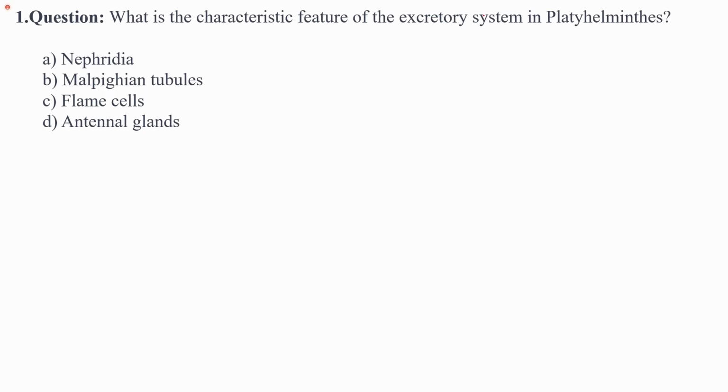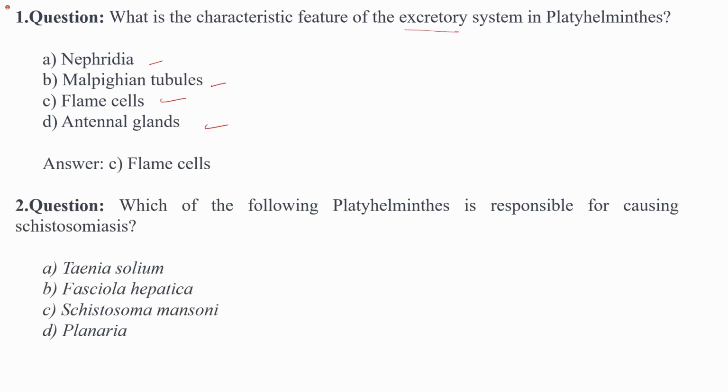What is the characteristic feature of the excretory system in platyhelminthes? Do they have nephridia? Do they have Malpighian tubules? Do they have flame cells? Do they have antennal glands? We know that they have flame cells or flame bulbs for excretion. The next is, which of the following platyhelminthes is responsible for causing schistosomiasis? We know that schistosomiasis is caused by Schistosoma mansoni. And the correct answer will be Schistosoma mansoni.